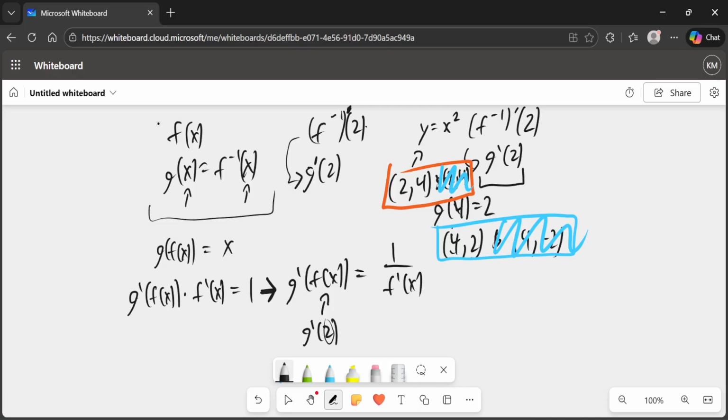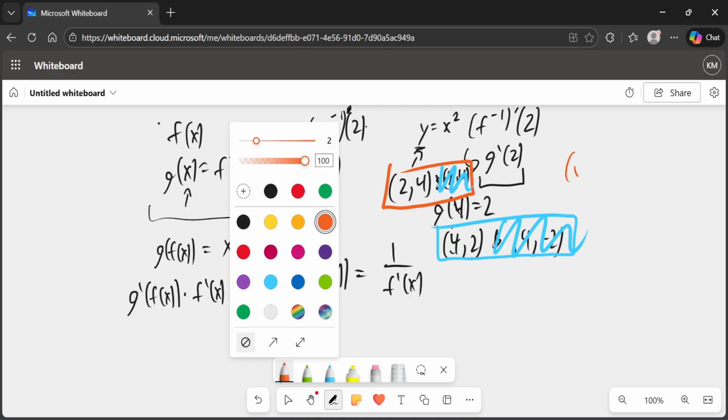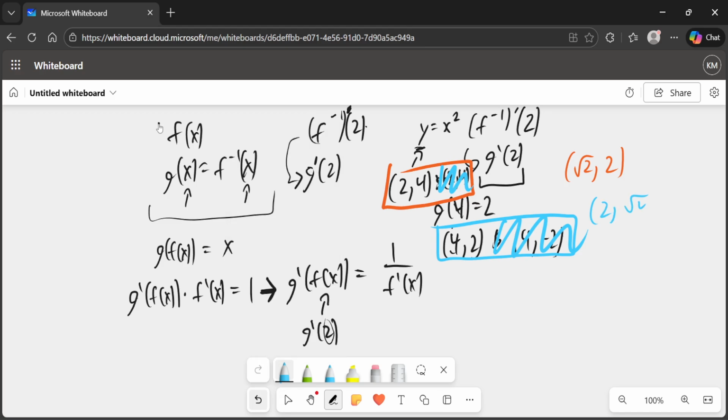So f of what equals 2, right? Over here, f of, so what will make y 2 here? It'll be root 2, right? So in our original function, if we plug in root 2, we'll get 2, right? So in our inverse, that point becomes, and obviously there's more with the pluses and minuses, but just ignore that for a second. With our inverse, that becomes this point, right? So if we want to have g prime of root 2, that's equal to g prime of f of, what is it?